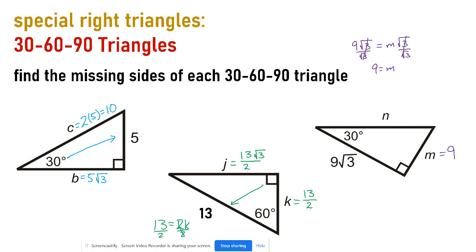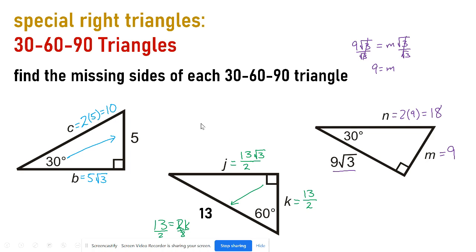So our short side is 9, and that makes sense because 9 times the square root of 3 would get us 9 square root of 3. Now the other side we still have to find is the hypotenuse, and we know to get the hypotenuse, we take the shortest side, which is 9, and we double it. So we're going to take 9 times 2, and that's going to give us 18. So our short side is 9, the other leg is 9 times the square root of 3, the hypotenuse is 18. So that's how you can find all 3 sides of a 30, 60, 90 triangle if you just know one of them.